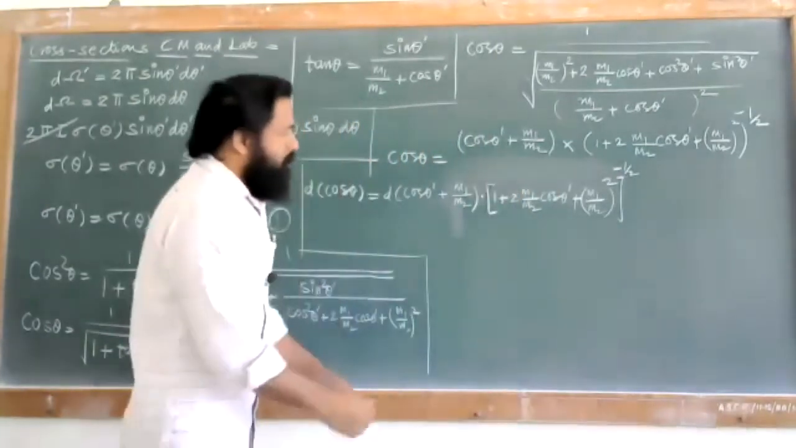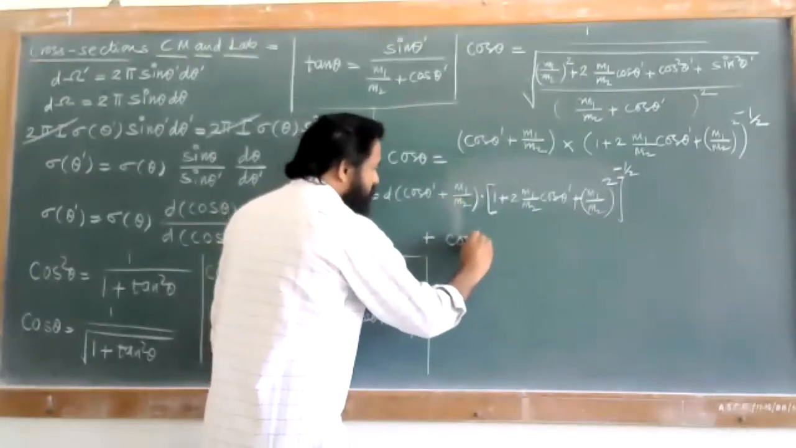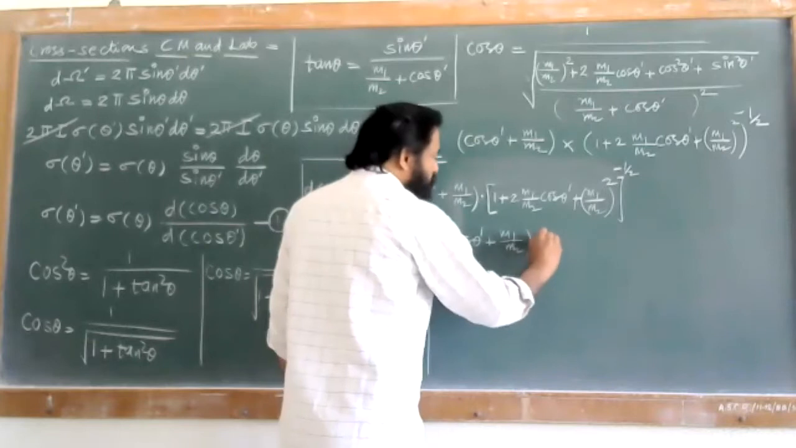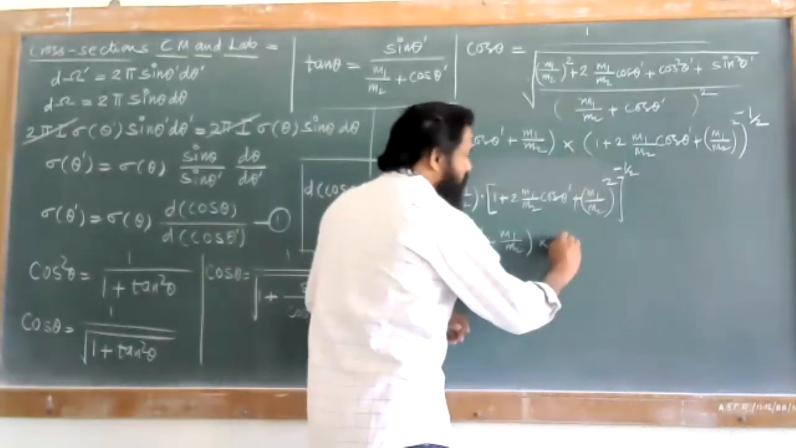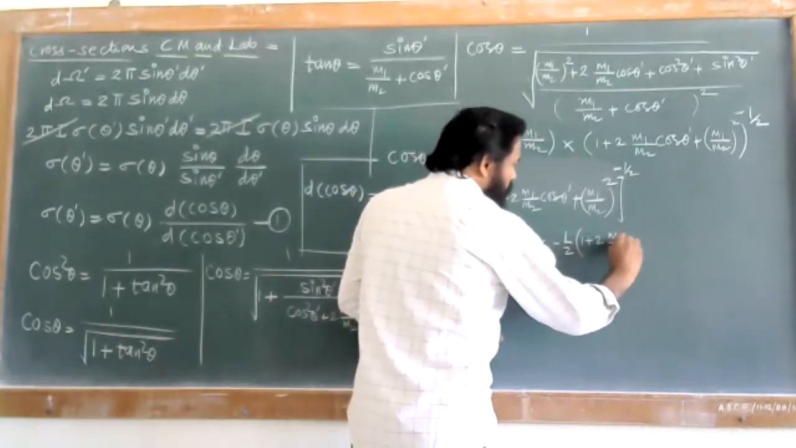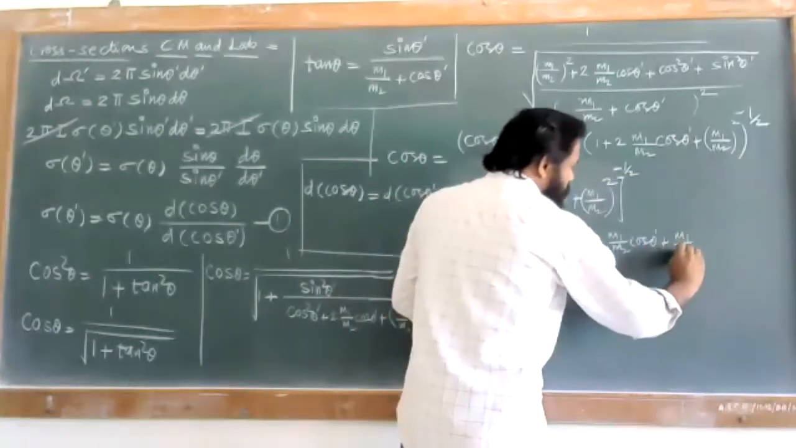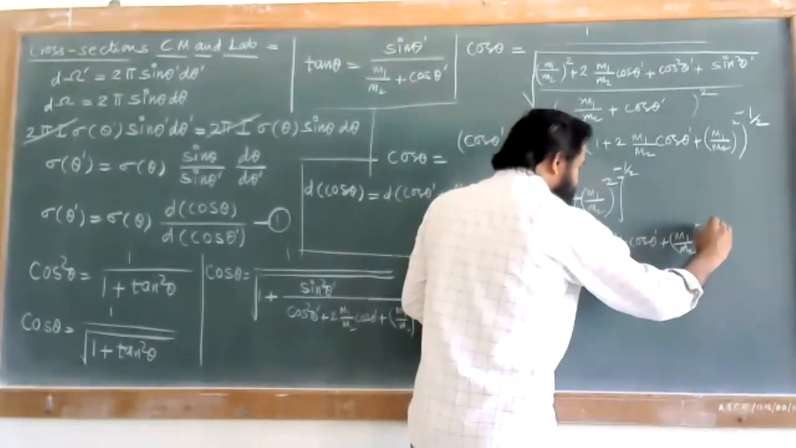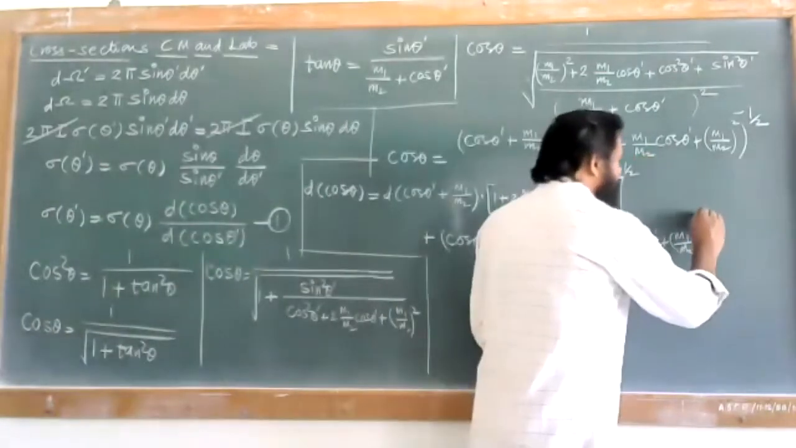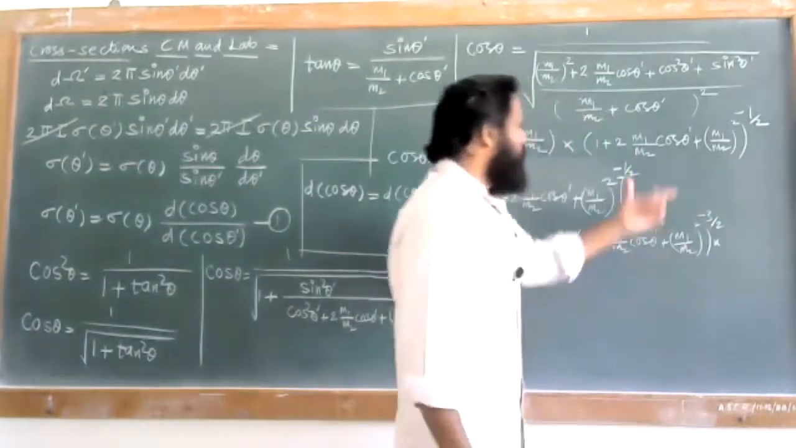What about the second thing? The second thing is plus the first term as it is, that is cos of theta dash plus m1 upon m2, and the derivative of the second term, which is nothing but minus 1 half into the term 1 plus 2 m1 upon m2 into cos of theta dash plus m1 upon m2 bracket square. Now look at this. What is the power? Minus 1 half minus 1. So this will become minus 3 by 2 into the derivative of this term.